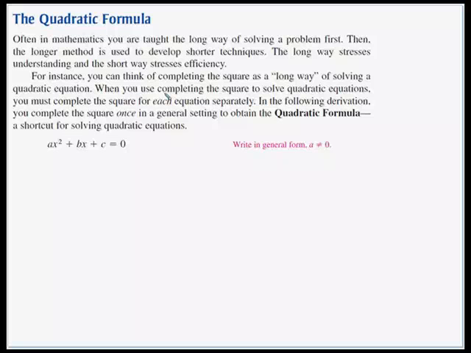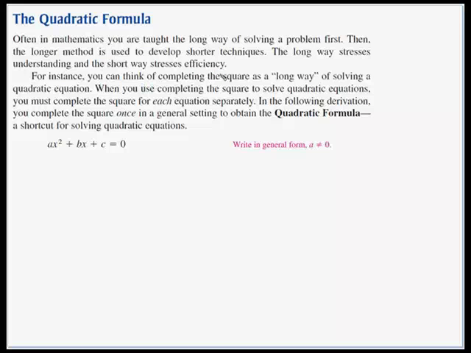This would be section 1-4, day 2. We're solving quadratic equations, and we're finally getting to the quadratic formula. Often in mathematics, you're taught the long way of solving a problem first. Then the longer method is used to develop shorter techniques. The long way stresses understanding, and the short way stresses efficiency.